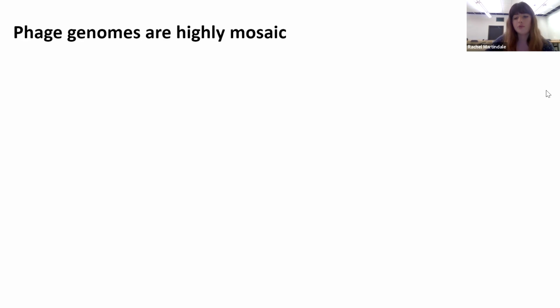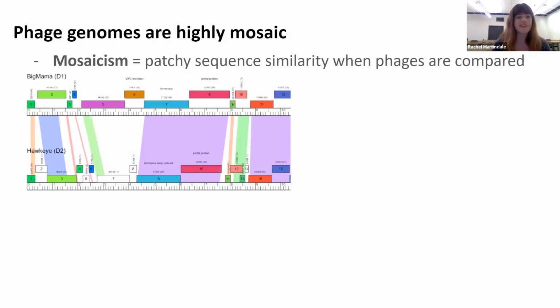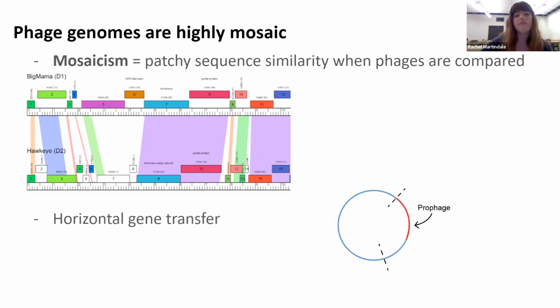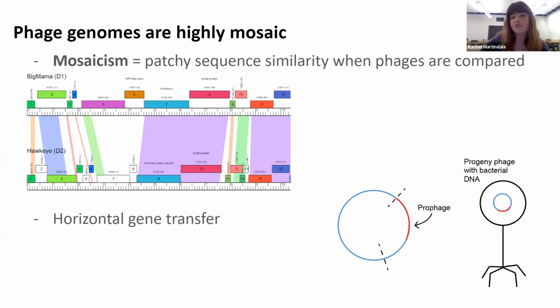So phage genomes are also highly mosaic. When I say mosaicism, I mean that phage genomes have really patchy sequence similarity when you compare them. You can see that in this PhamRater map, where there's some parts that are purple, so they're identical. Some parts are white, so there's no similarity between phages in the same cluster, and then the other varying levels of sequence similarity. One reason for this is that phages can undergo horizontal gene transfer with their hosts. For example, when a phage integrates their DNA into bacterial DNA, once they excise their own genetic information, sometimes they'll take a bit of the bacterial chromosome with them.